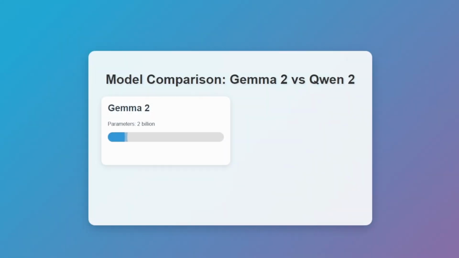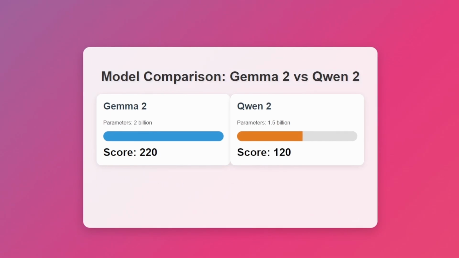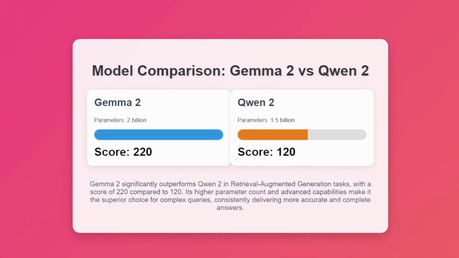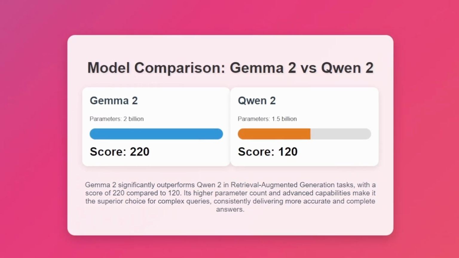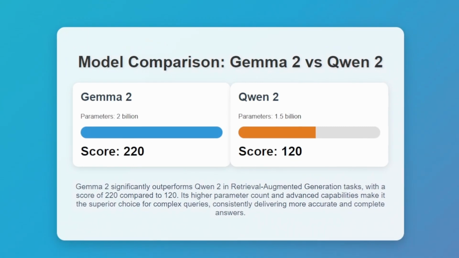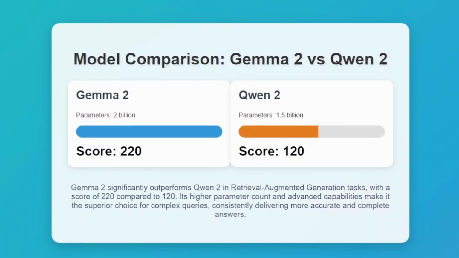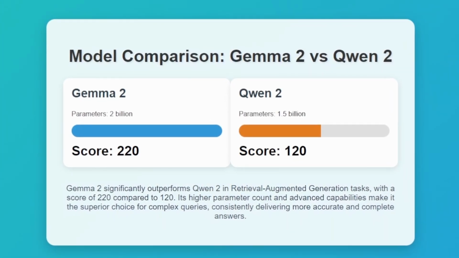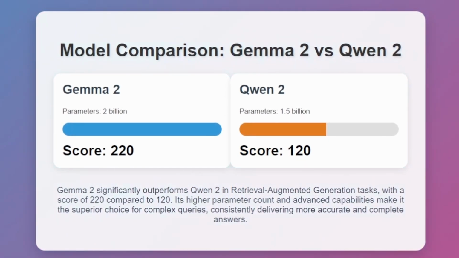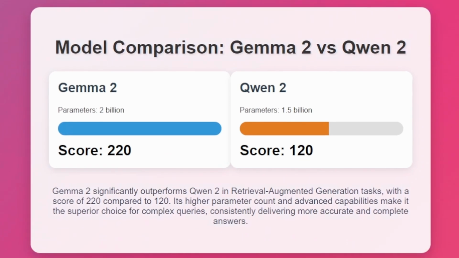As we wrap up our comparison, it's clear that Gemma 2, with its 2 billion parameters, has demonstrated superior performance in retrieval augmented generation compared to Qwen 2, which has 1.5 billion parameters. Throughout our tests, Gemma 2 consistently delivered accurate and complete answers, showcasing its strength in handling complex queries effectively.